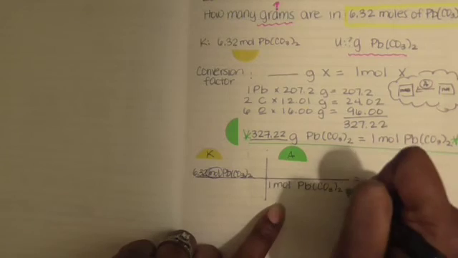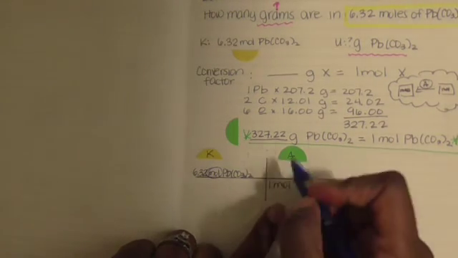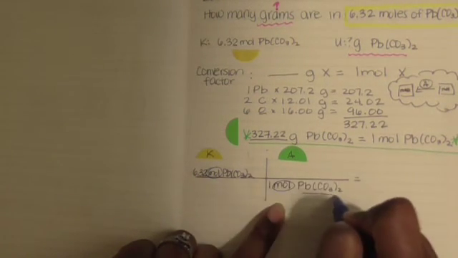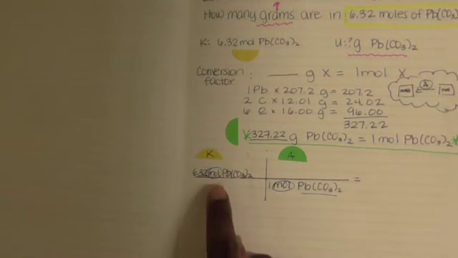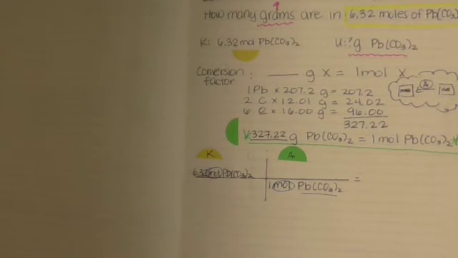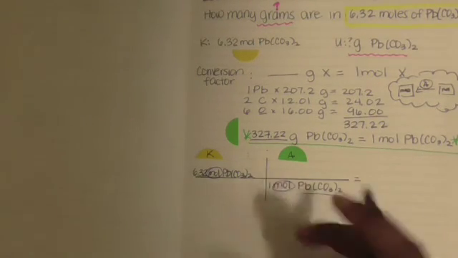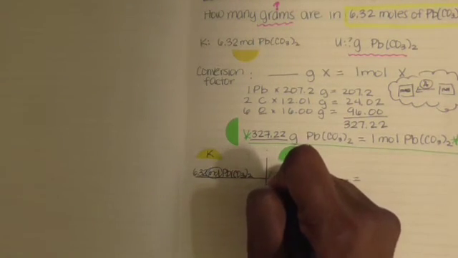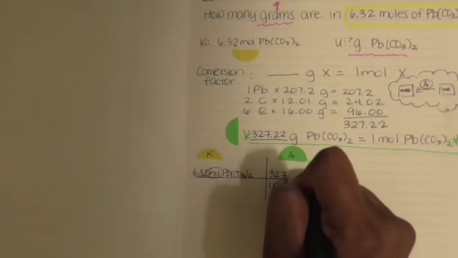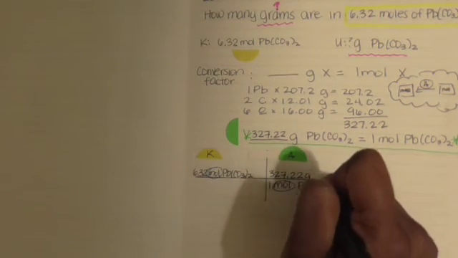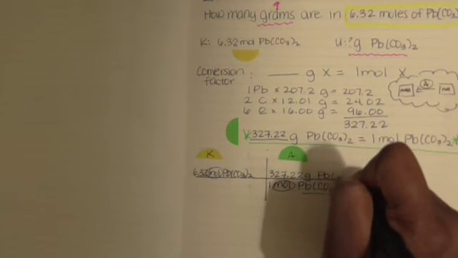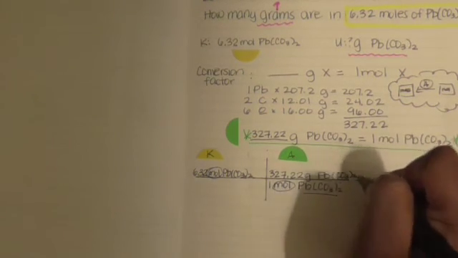If you follow this rule of always making sure that whatever is here, everything always works out. You'll be able to solve problems that no one ever even taught you how to solve just because you know how to cancel stuff out. That's how I made it through high school or college physics. So at the top, we're going to put in our 327.22 grams Pb(CO3)2.